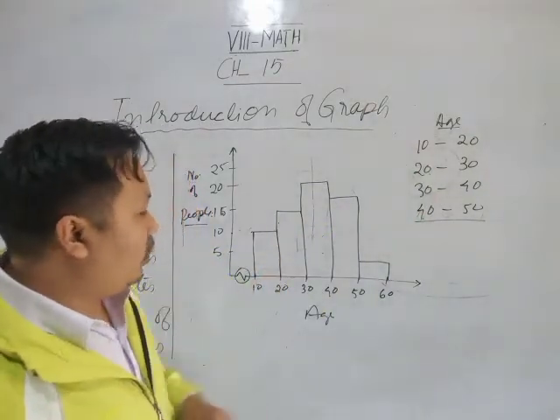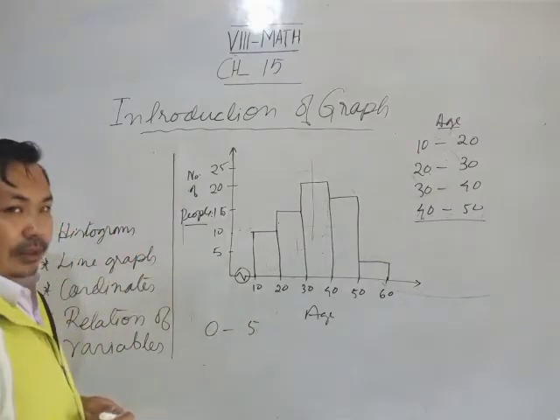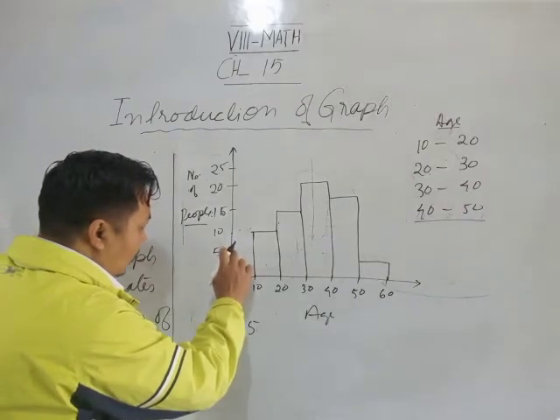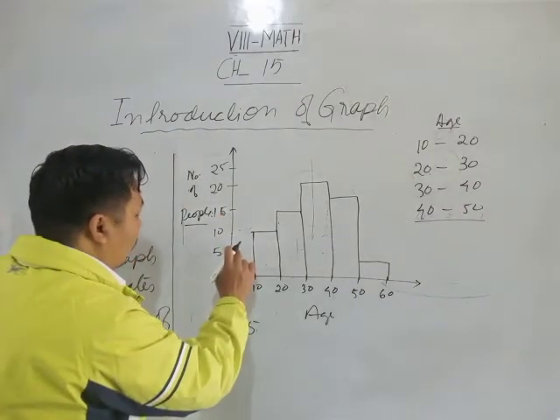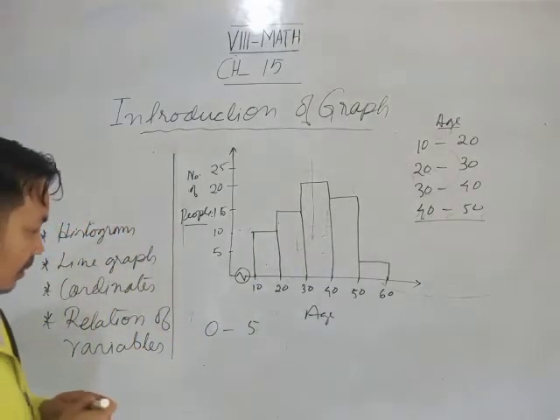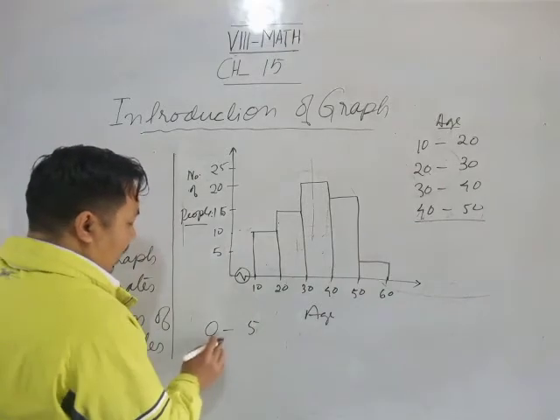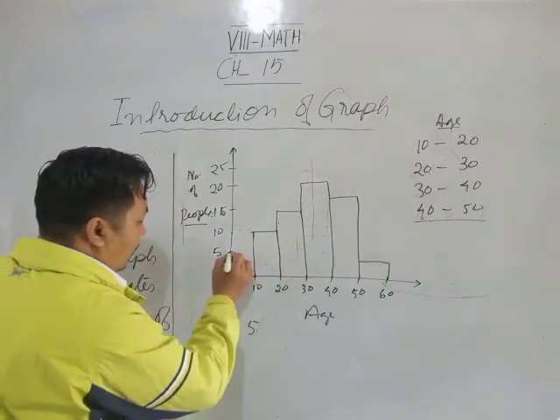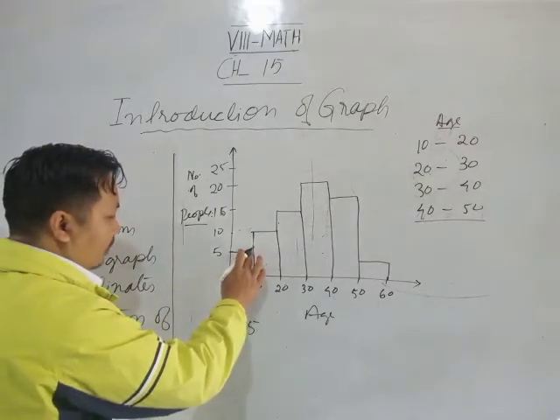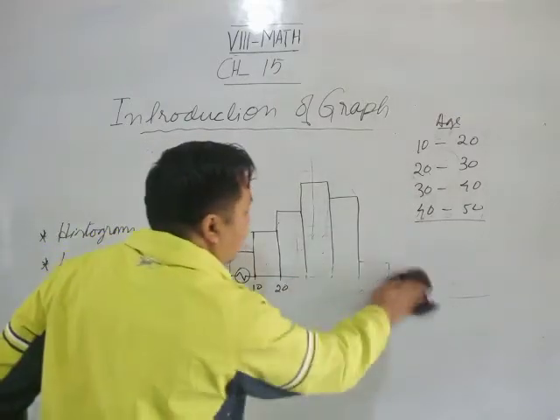And if it starts from 0, for example, 0 to 5 minutes, then you have to start the bar from this 0 of the x-axis. Okay, this bar will start from this line. Okay, clear? Like this. If 0 to 5, from here it will start. Okay, for example. So this is a histogram, and the next point is the line graph. So what is a line graph? Let us see.